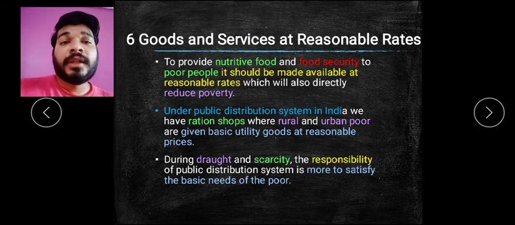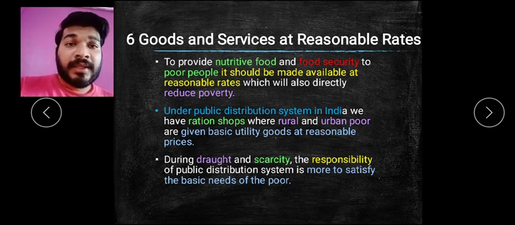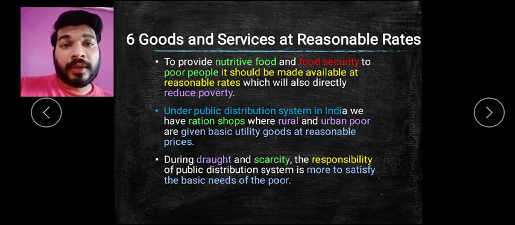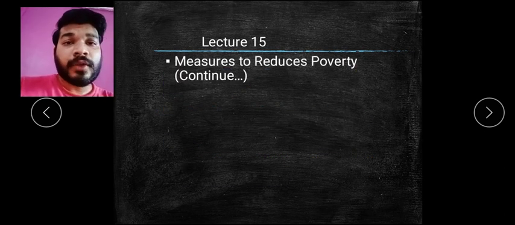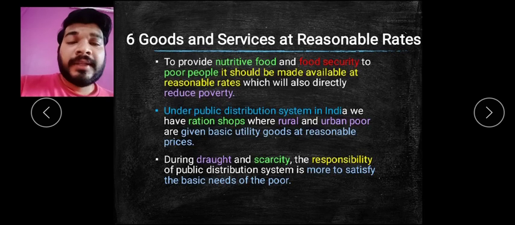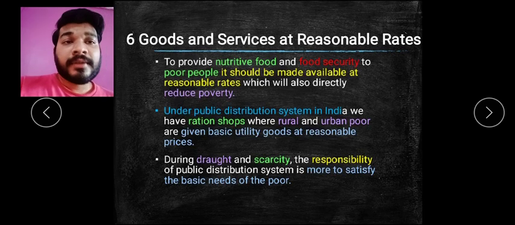Same way, during the drought and scarcity, मतलब जहाँ पे drought आया, जहाँ पे scarcity आया, वहाँ पे उस टाइम पे ये system ज़्यादा precise, ज़्यादा अच्छे से हो, you have to go and satisfy the basic needs of the poor. The government should come forward and go with that. So this is what is happening. And lastly the basic needs of the poor people are satisfied.